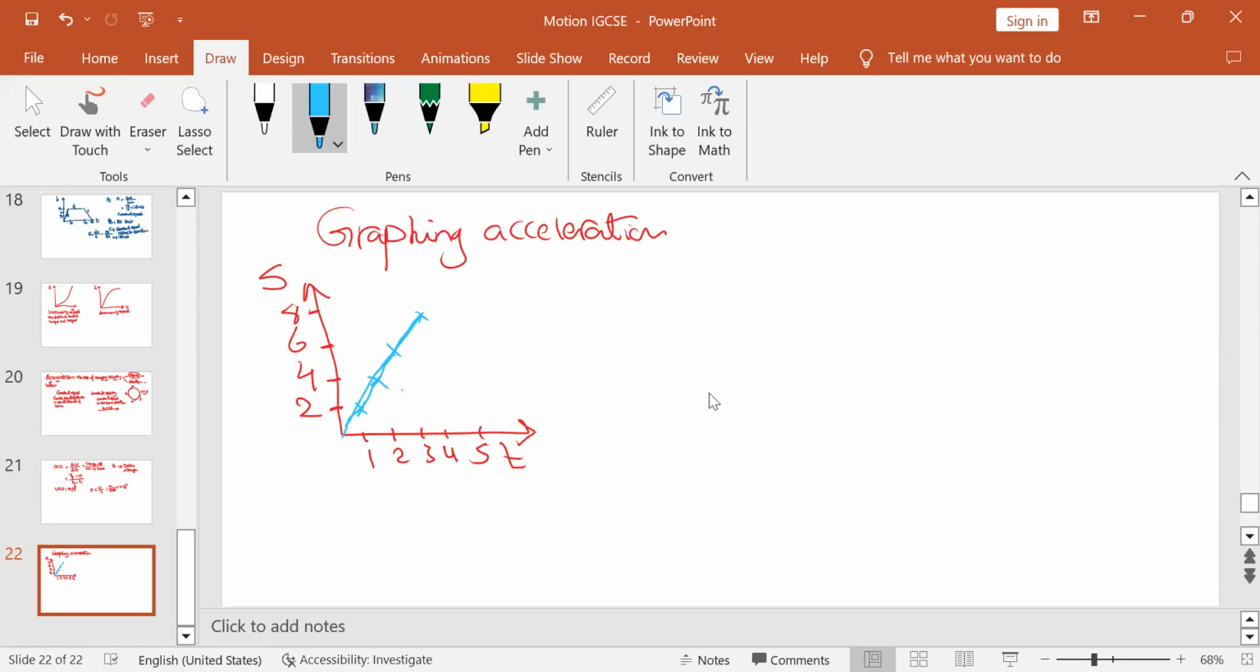Okay, so here, as I said, the time is passing 1, 2, 3, 4, 5. Okay, and in the first second, the body was moving with 2 meters per second. In the second second, the body was moving with 4 meters per second, and so on. Okay? What does it mean? What does this graph represent?